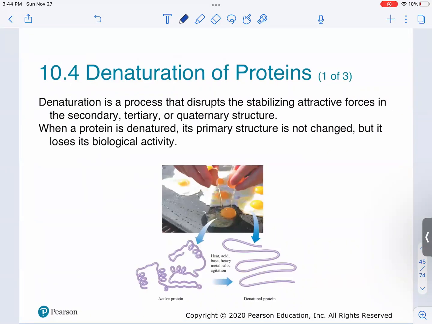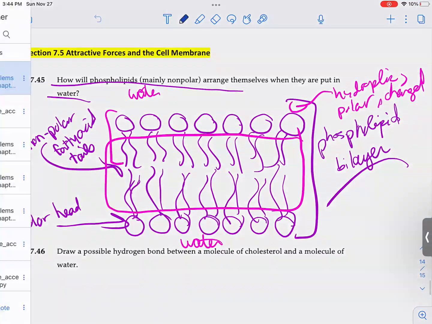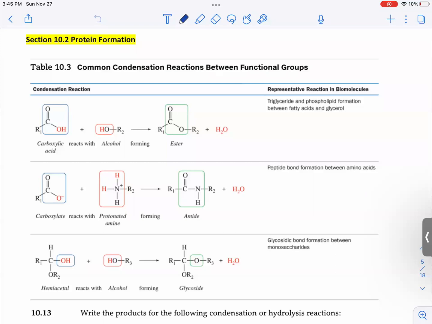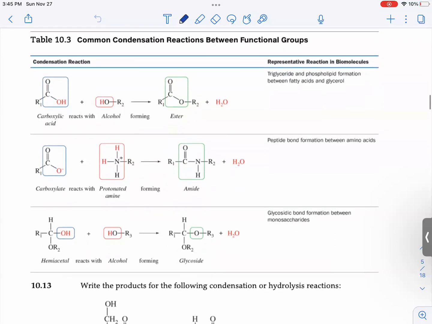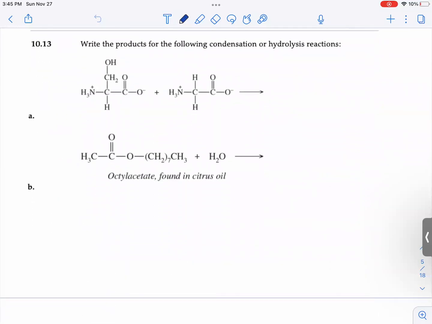All right, let's go over some problems, and then we're going to be done. These are the ones. All right, so you've got this table here for common condensation reactions between functional groups. Okay, so we're doing the odd ones here. So let's do 10.13. What are the products for the following condensation and hydrolysis reaction?